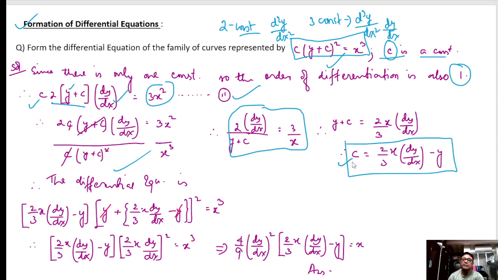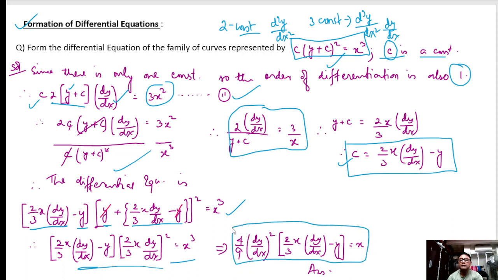Now when we separate the c, we will put back the c here in the equation. We are replacing the c. So this was c minus y, and this was y plus c whole square is x cube. So these things cut out, we get this, and now writing it in a proper way, this is our differential equation. You have to separate the constant term by doing differentiation and replace it in the original equation. That is our target. Clear?